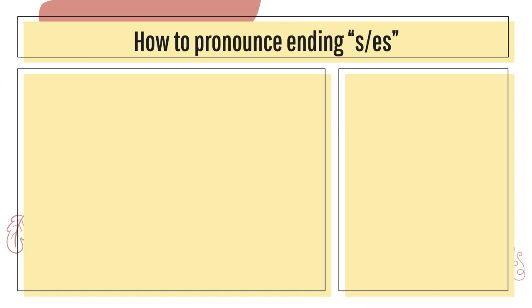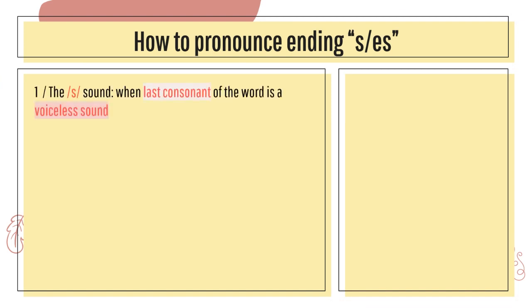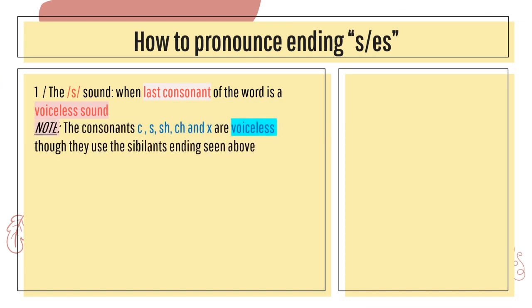Now we will move on to the main part, how to pronounce the ending S or ES. With the S sound, this is when the last consonant of the word is a voiceless sound. And here is a note for you: the consonants ch, s, sh, k, and x are voiceless, though they use the sibilant ending seen above.